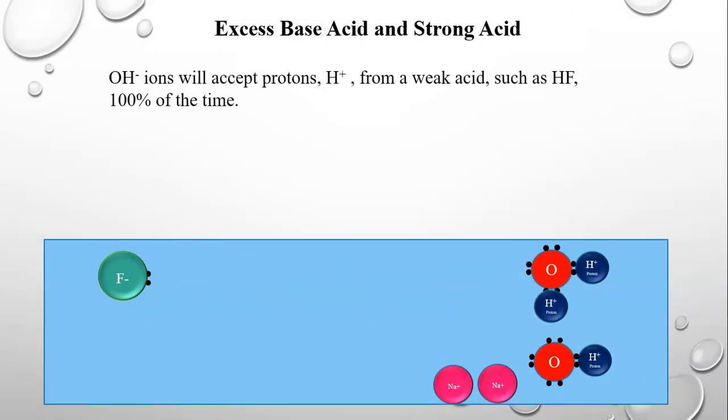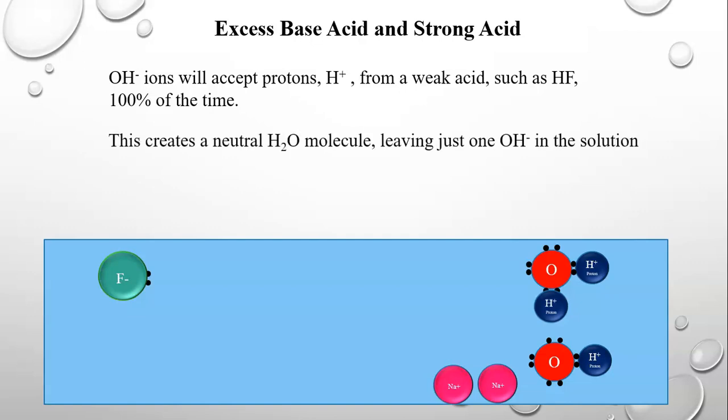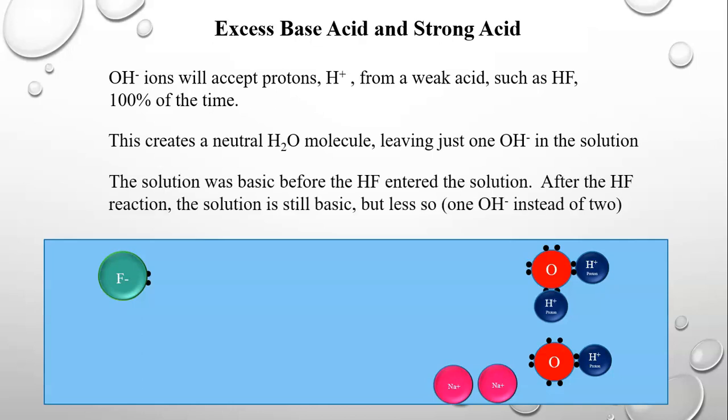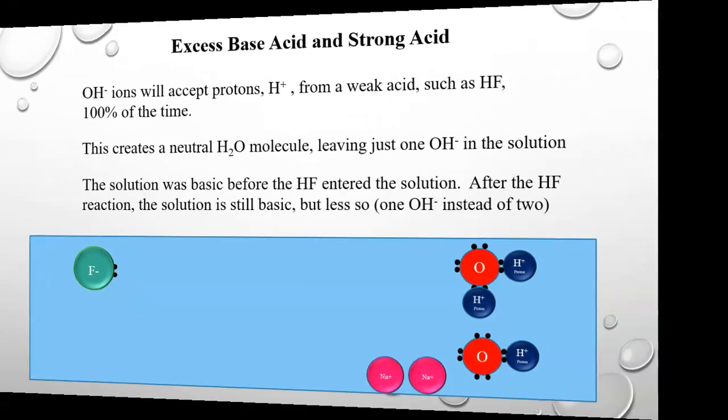So the OH- ions accept protons of H+, such as a weak acid, hydrofluoric acid, 100% of the time. So anytime a weak acid is in solution with a hydroxide, it will always give up its proton to the hydroxide to create a water molecule. So this creates a neutral H2O molecule, leaving just 1 hydroxide in the solution. The solution was basic before the hydrofluoric acid entered the solution. After the hydrofluoric reaction, the solution is still basic, but less so. 1 OH- instead of 2.